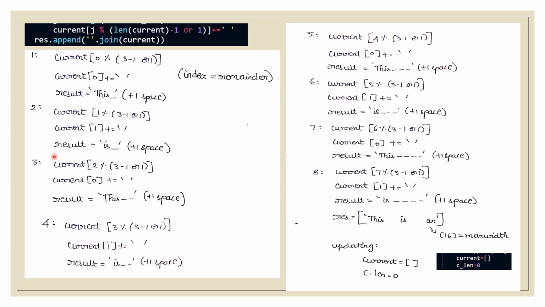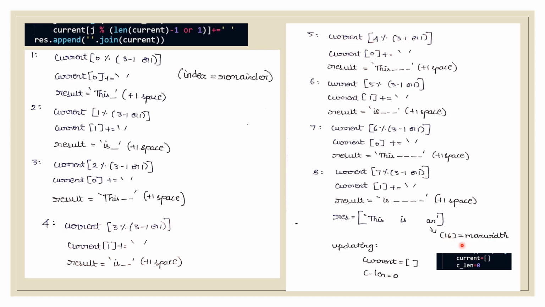So far, we can implement the same condition for 8 iterations. And during our 8th iteration, we'll be having j value as 7, and 7 mod 2 will give us a remainder of 1. So the element that is present at the first index is going to be added with 1 extra space. After all the iterations, we're going to add the current line to the result list. So the current result list will look like this, with extra spaces added and fulfilling the condition of maximum width.